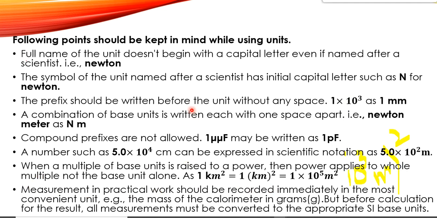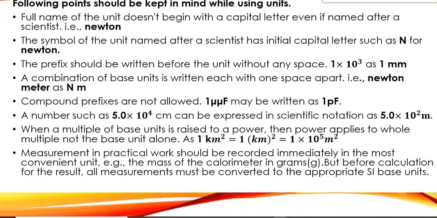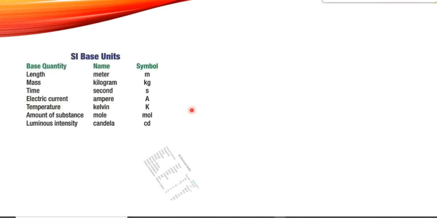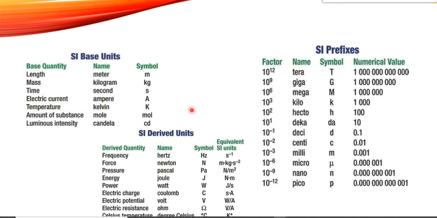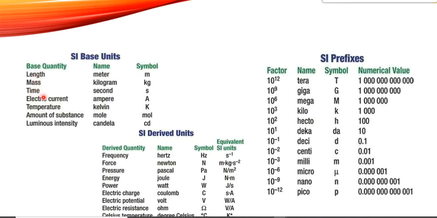Measurement in the particular work should be recorded immediately in the most convenient unit, like the mass of the calorimeter in grams, but before calculation for the result, all measurements must be converted to the appropriate SI base unit. So here I have shown you the SI base units: length, mass, time, electric current, temperature, amount of a substance and luminous intensity. These are the base units, their names and their symbols. And same here, the derived units, the derived quantity, their name, their symbols and their equivalent SI units. This will show how they have been derived by the combination of the base units.